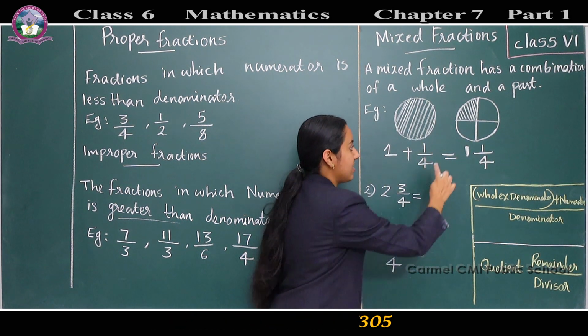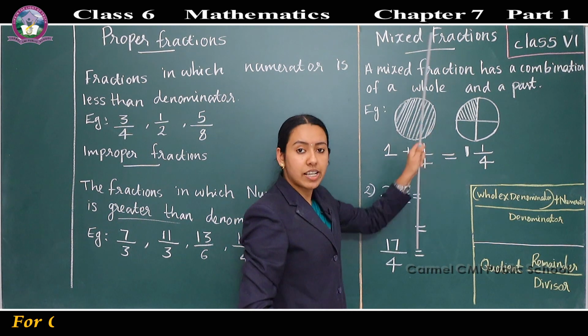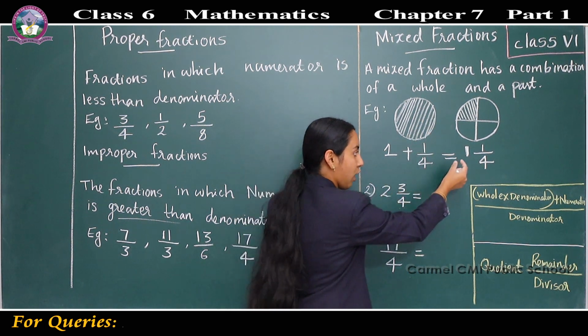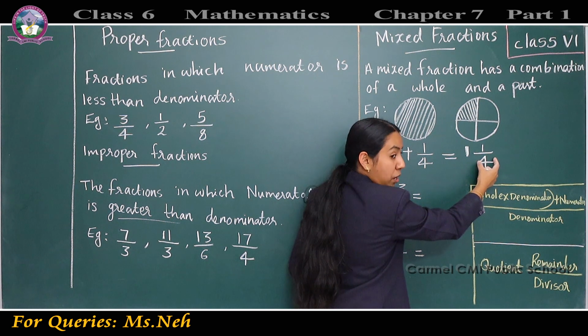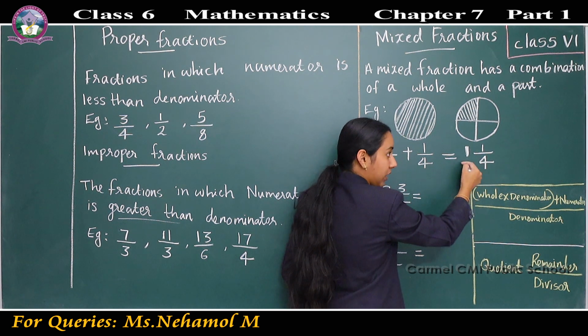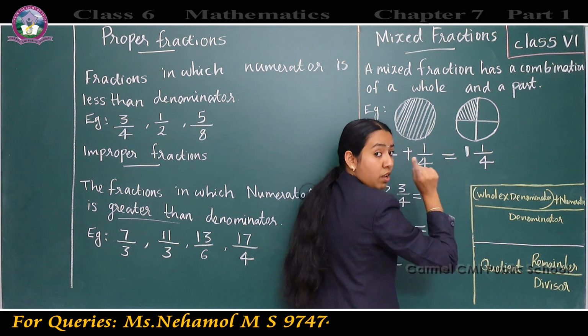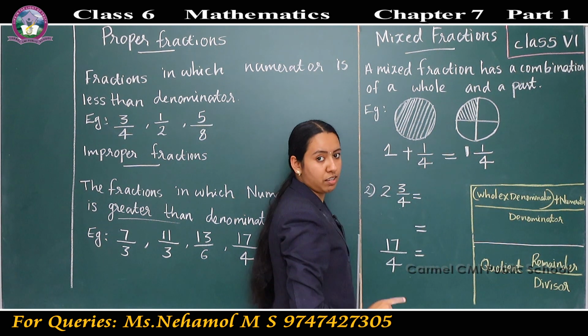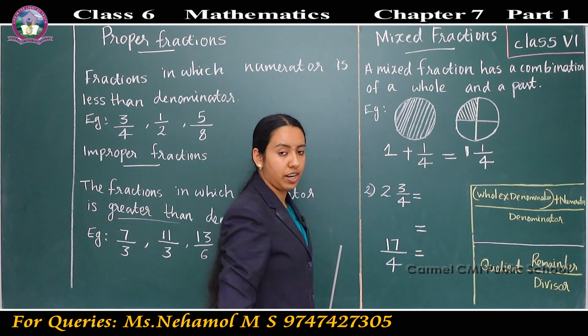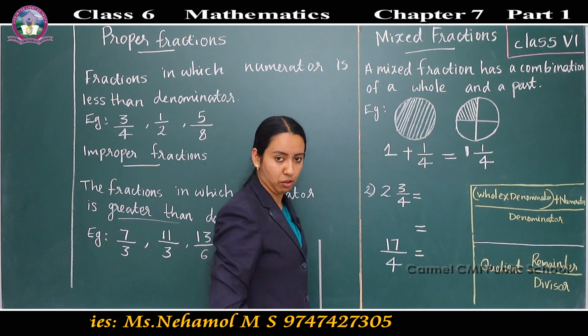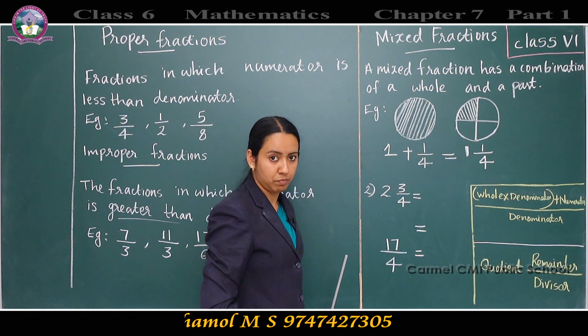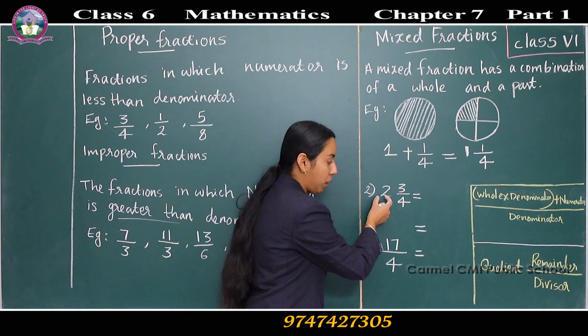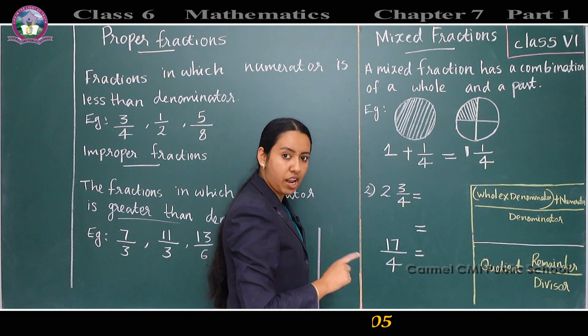1 1 by 4 is an example of a mixed fraction. It has a whole part and a fractional part. Here the whole part is 1 and the fractional part is 1 by 4. This is a mixed fraction. Then consider another mixed fraction, 2 3 by 4. 2 is the whole part, 3 by 4 is the fractional part.